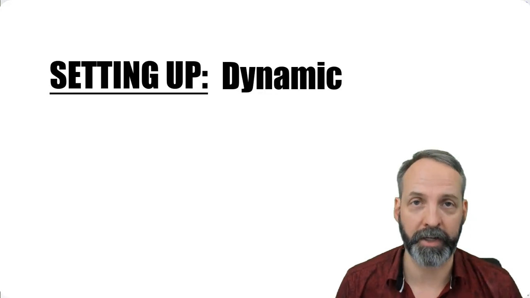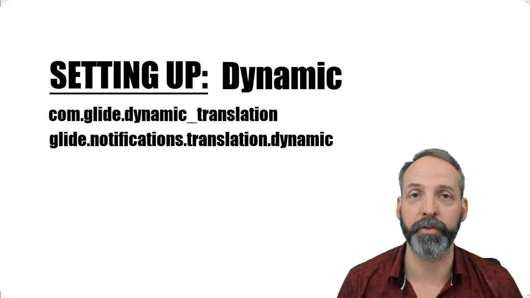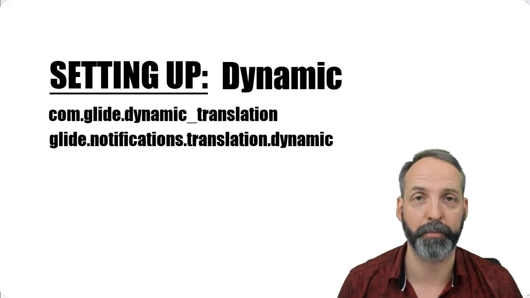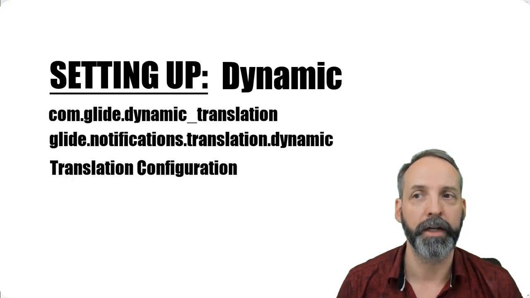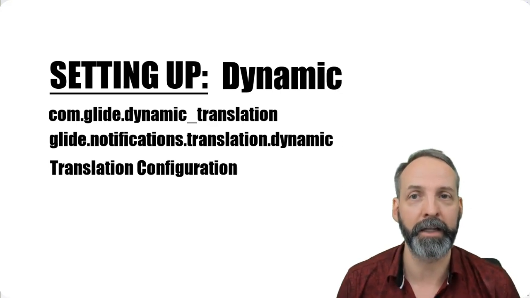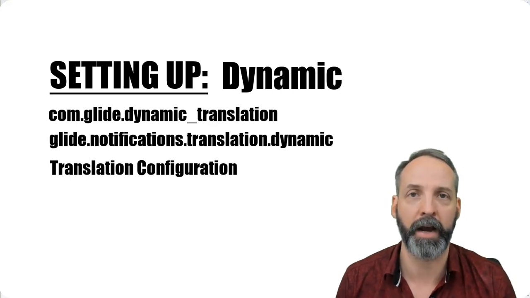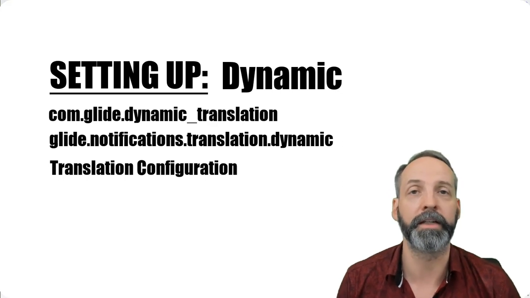For dynamic translation on notifications, you need this plugin, and you also need to create this system property and set it to true. You will also need to have a translation configuration set up. And all that means, for those customers that don't know, is that you have to basically subscribe to a translation service that ServiceNow will call out to when it needs a dynamic translation. You can learn more about that on the dynamic translation page in Docs, which will also be in the description.